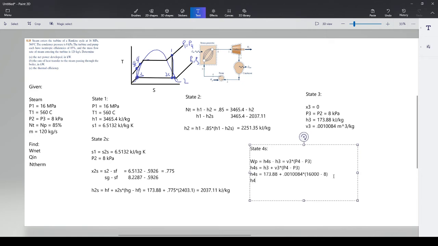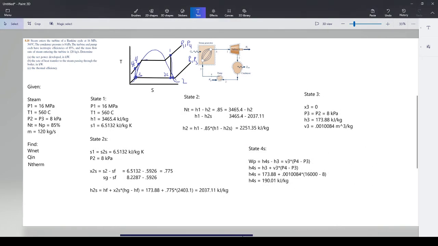And by getting this number, you will get the following as an answer. So 173.88 plus 0.001084 times 16,000 minus 8. And you get 190, pretty much on the dot. So I'm going to just call it 190.01. This is kilojoules per kilogram. So that is state 4S. I'll go move this way.